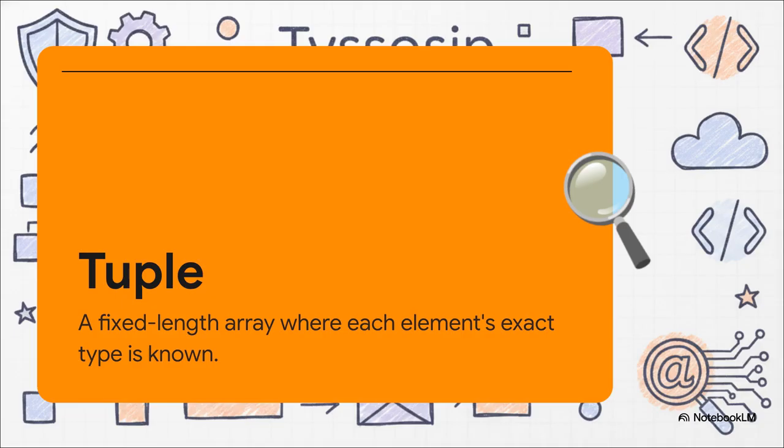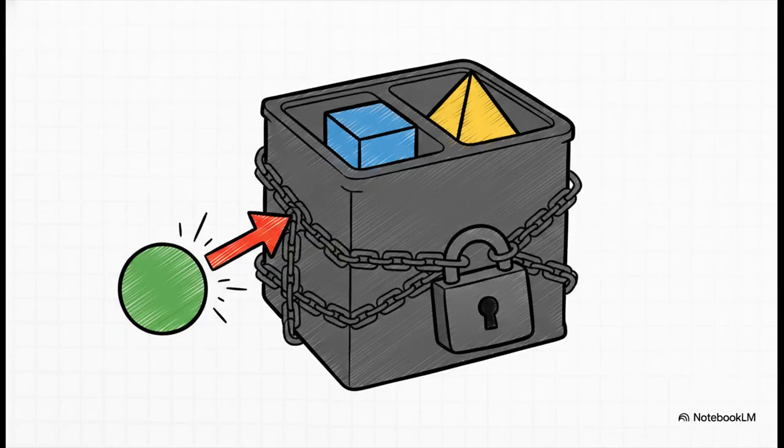It's incredibly handy. But what happens if another developer on your team tries to dynamically push a third number into your precise 2-number coordinate array later on in the code?